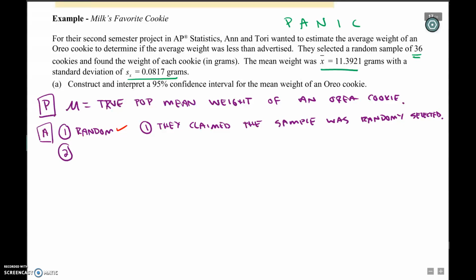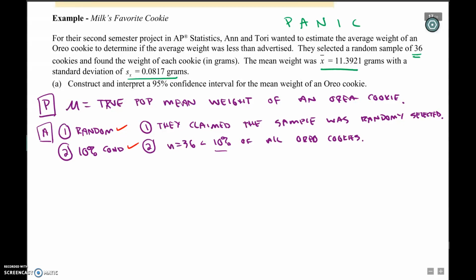Number two, 10% condition. I'm pretty sure this one passes. n equals 36 is less than 10% of all Oreo cookies. I know this to be true because I have eaten more than 360 Oreo cookies in my life. That's a joke, sorry.